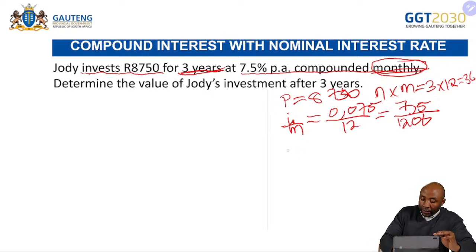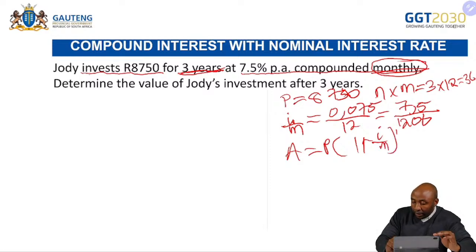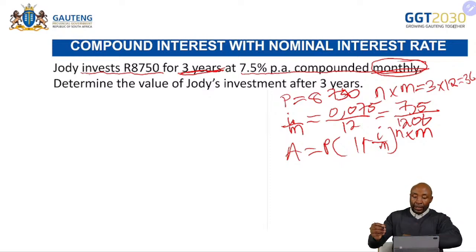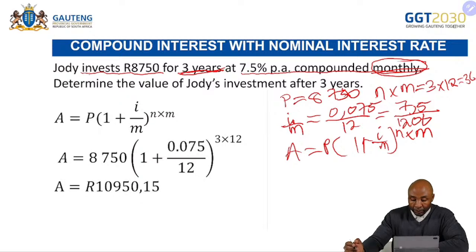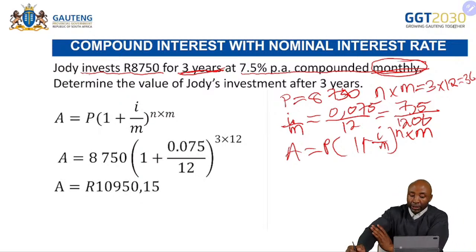Now, we are using the formula A is equal to P(1 plus I over M) to the power N times M. And we'll do our substitution and our answer will quickly come out. So that's our solution. And we should get 10,950.15 at the end of 3 years.